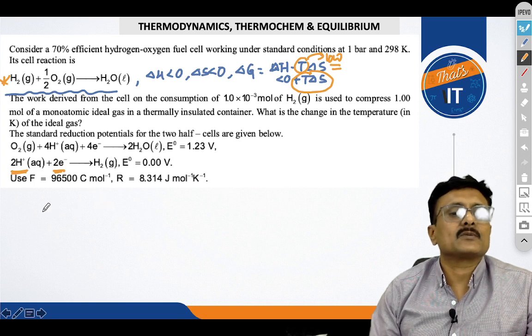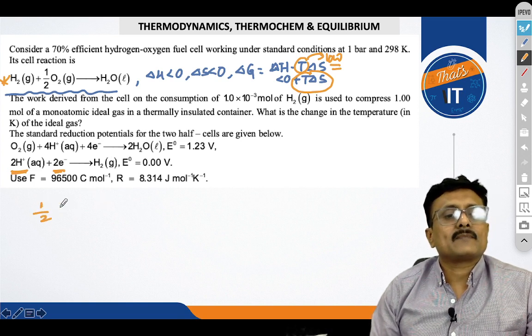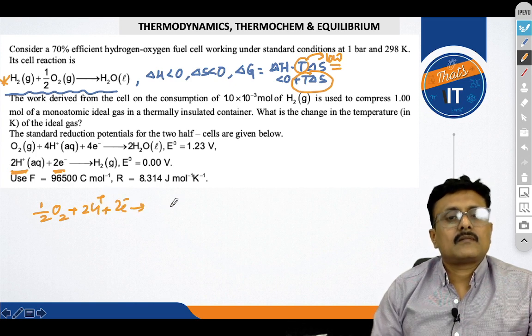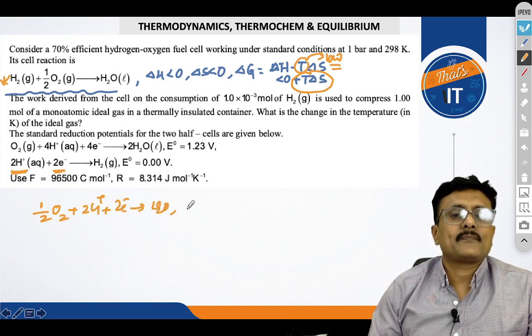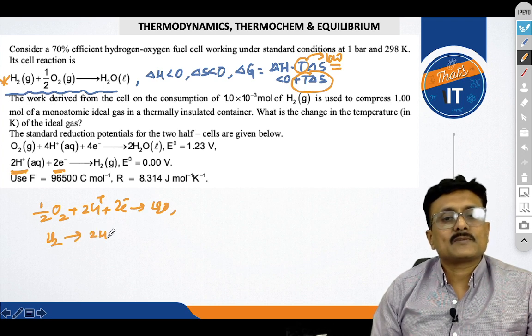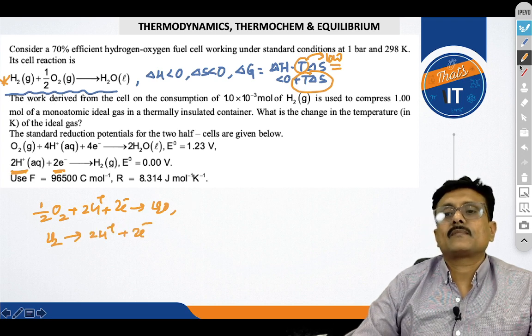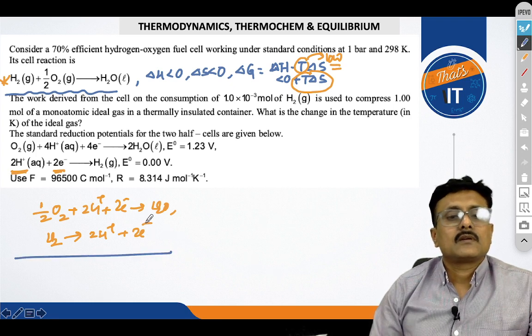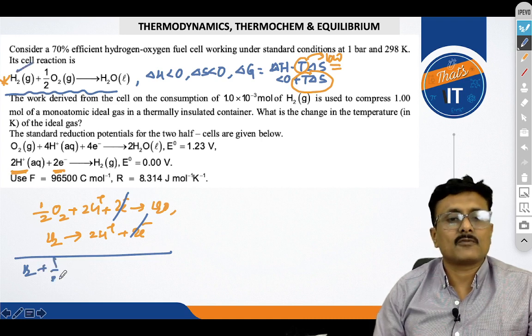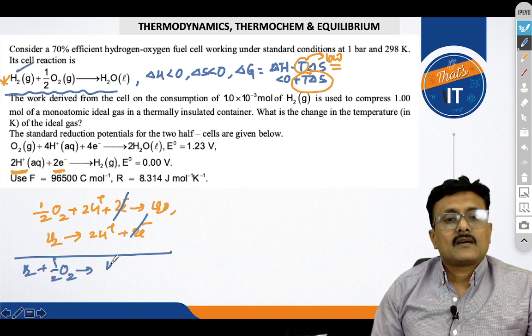So let's write the equation. I'll write it pertaining to half mole only. And then I'll write this equation: H2 giving rise to 2H plus and 2 electrons. Now when I add up these two, you can see that the electrons cancel, and this is the net equation that is given over here: half O2 giving rise to H2O.